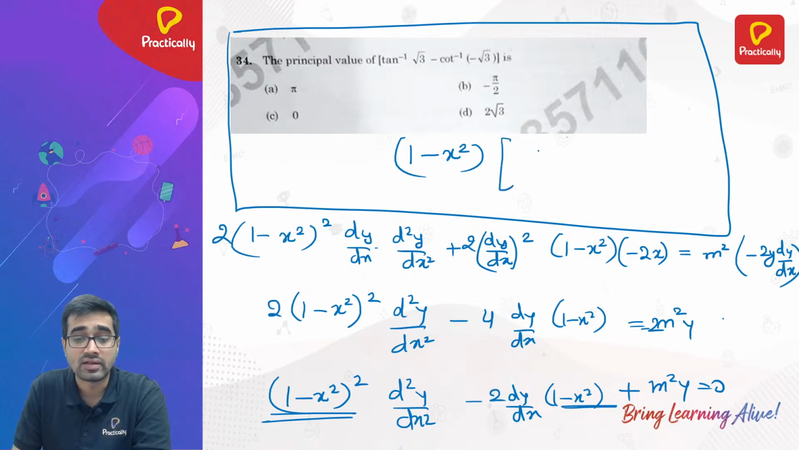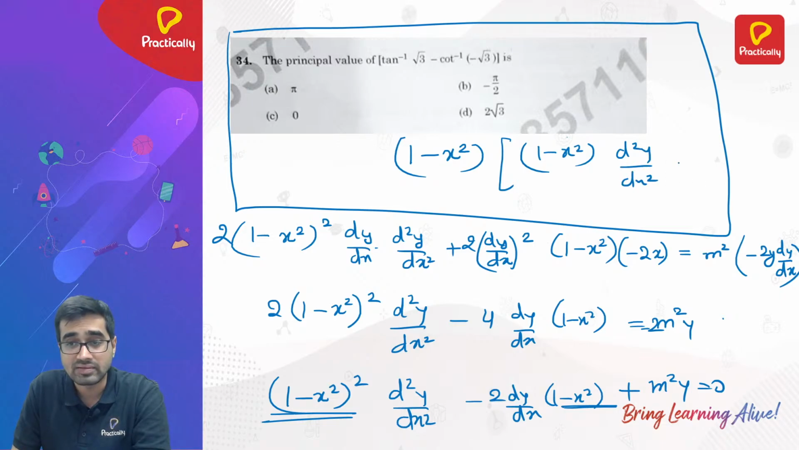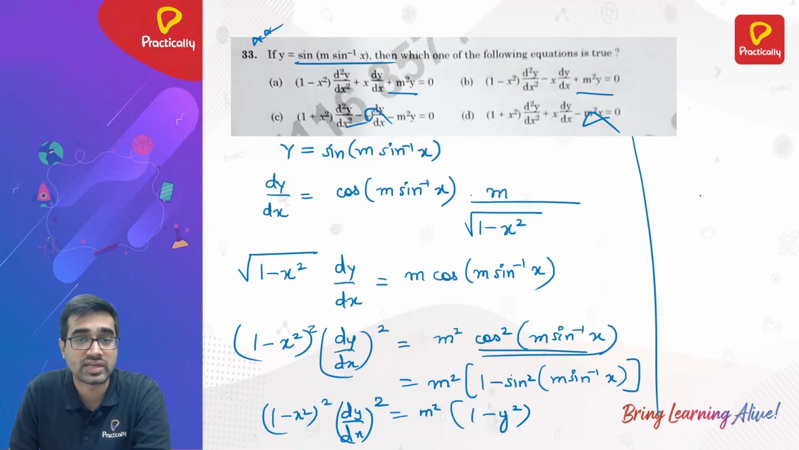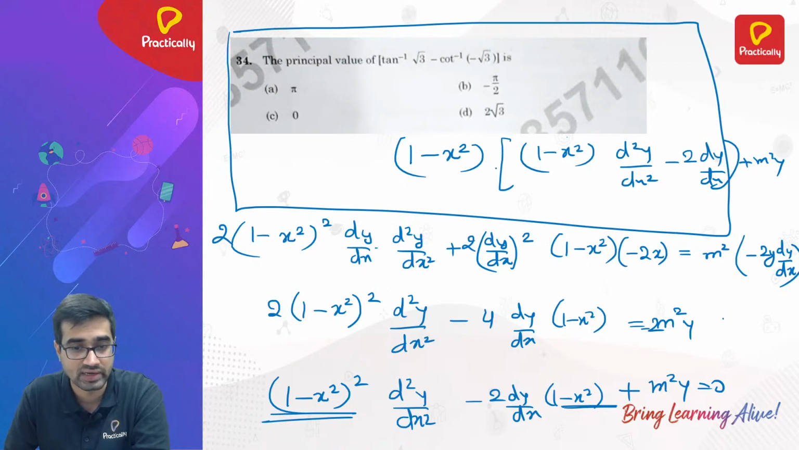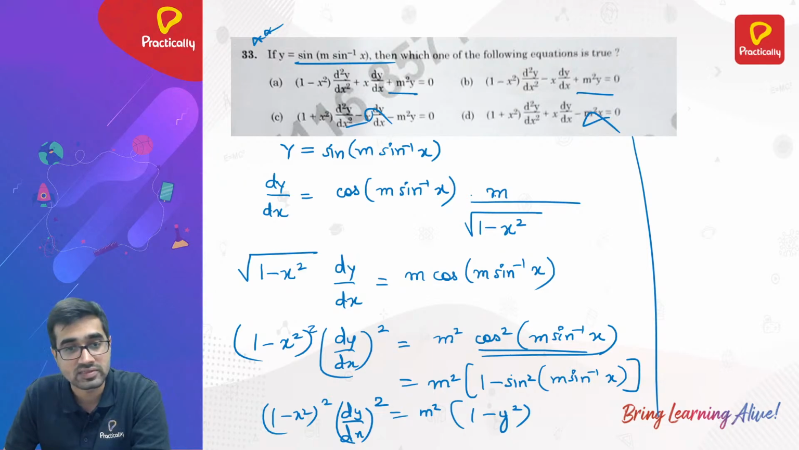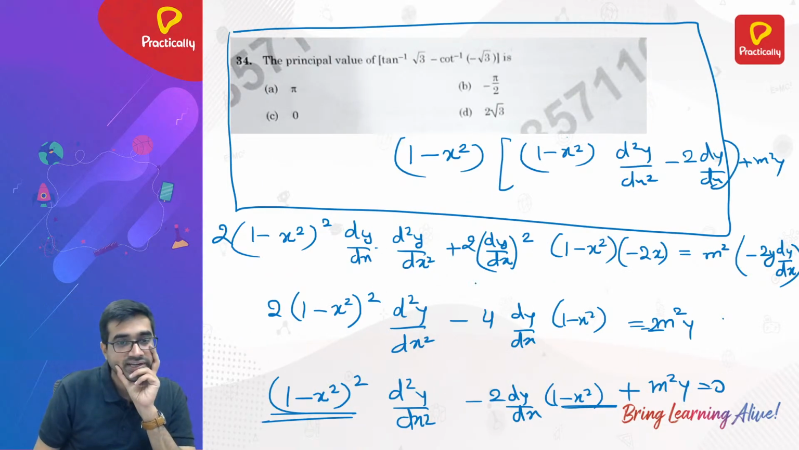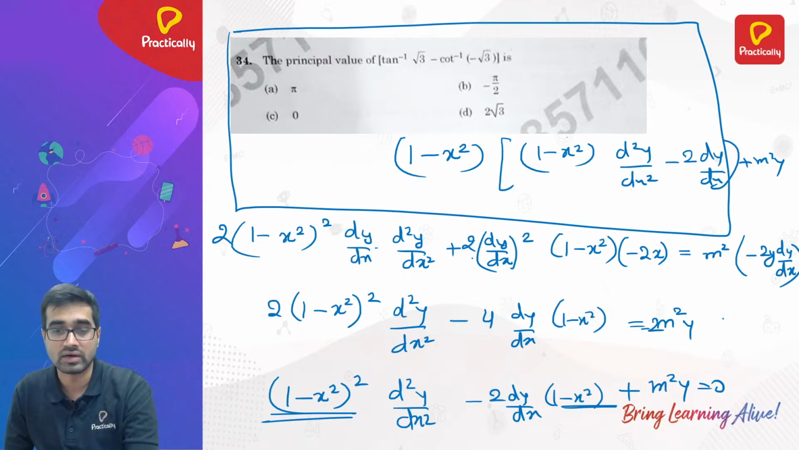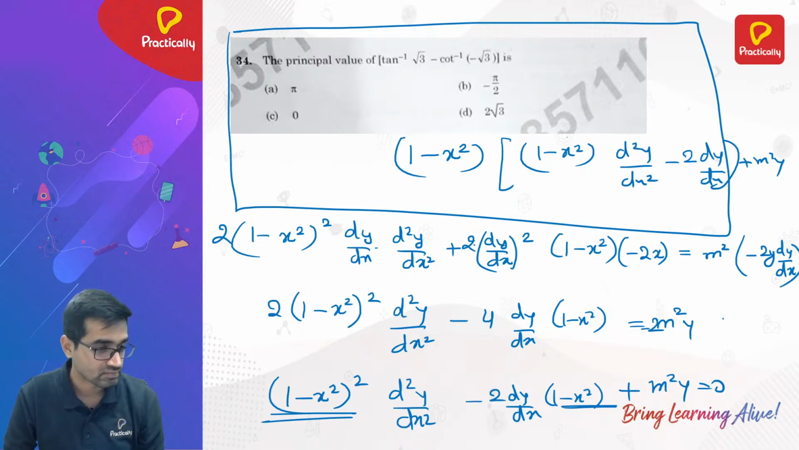So what will I get? 1 minus x square d square y by dx square. Then I will get minus 2 dy by dx plus m square y. Let me just check. I have changed so much that somewhere or the other I have missed it. 1 minus x square d square y by dx square, correct. Then I have got minus 2 dy by dx, which is x. Oh man, I have to come and recheck it. I'll do one thing. I'll skip this part. I'll come back and I'll do it.